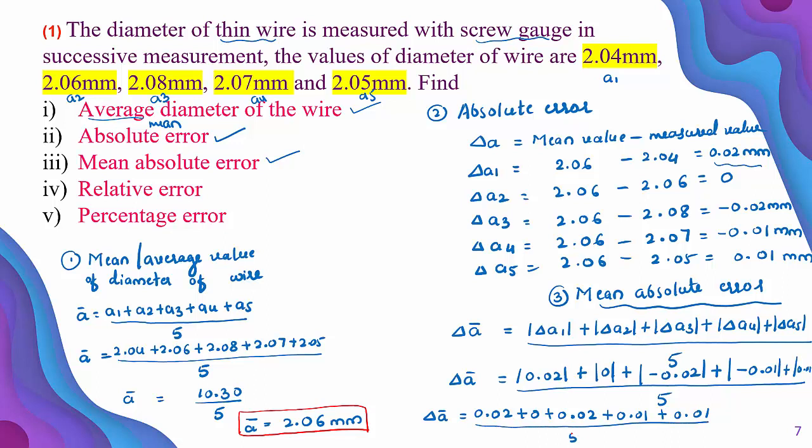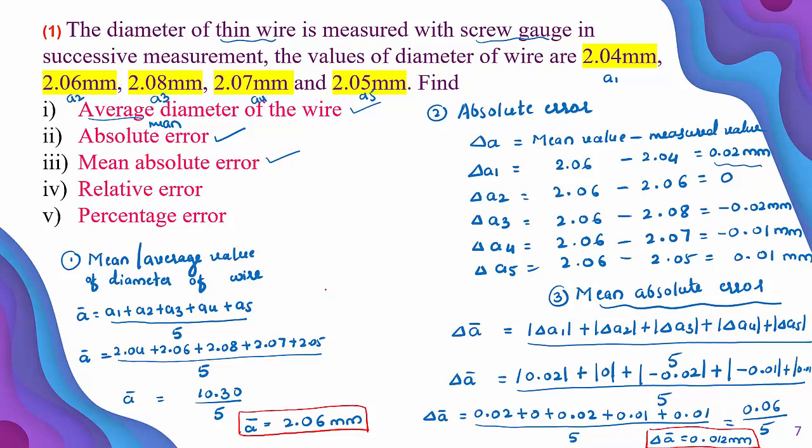We have to consider only positive magnitude. Now find this value. Sum of all these values, we will get 0.06 divided by 5. So 0.06 divided by 5, that means we will get the final answer. Delta A bar is equal to 0.012 millimeter. What is the final answer of mean absolute error? 0.012 millimeter. This is the final answer.